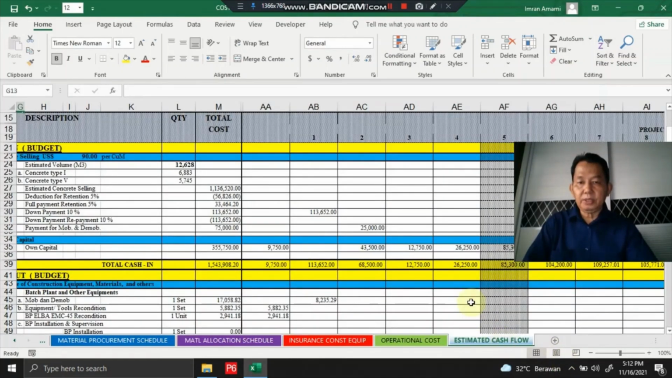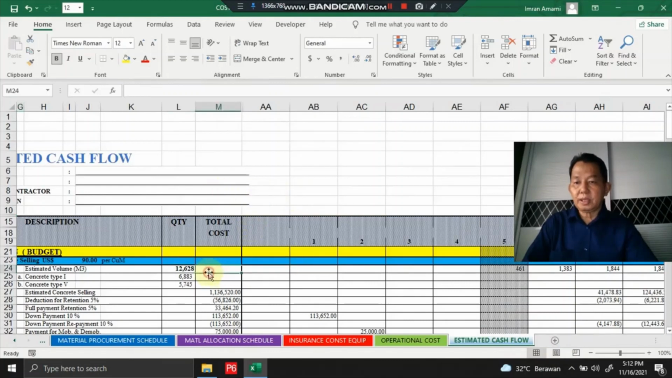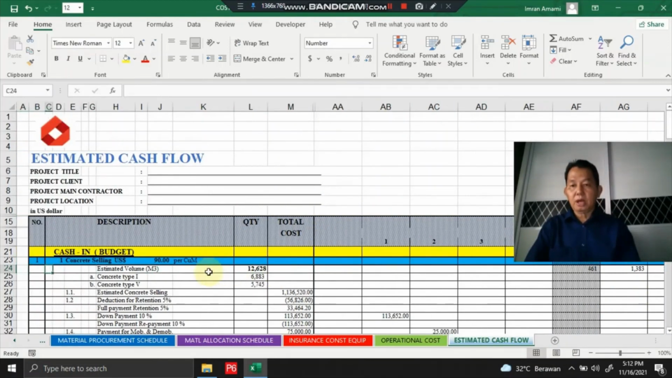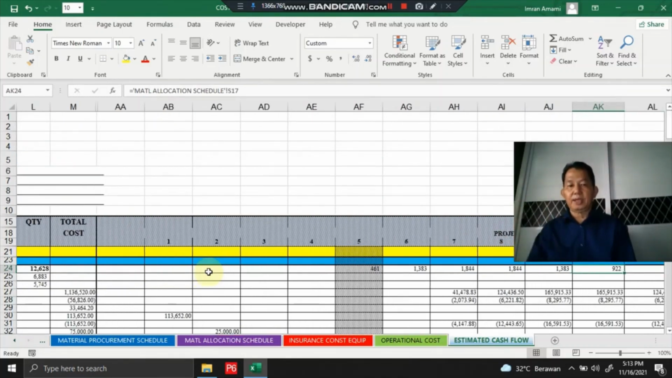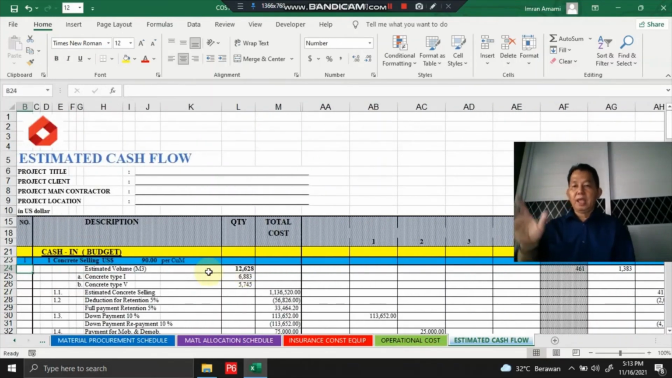Okay, and then we put all the calculation costs that we calculated already in the previous worksheets into this cash flow template, based on each cost's allocation. So we should be careful to compose the price based on its allocation.